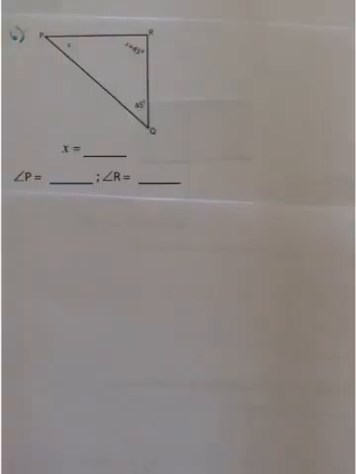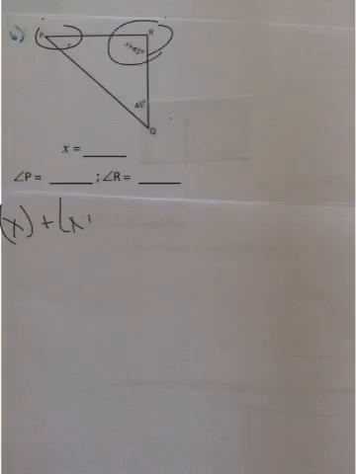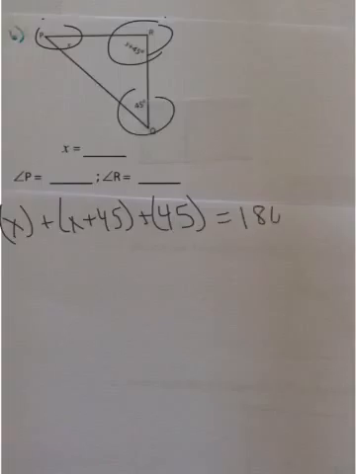Okay, so for the last example, go ahead, pause the video, try it on your own, come back and see what you get. So same thing, we have triangle PRQ. So the three of these should add up to 180. So angle P is x plus angle R is x plus 45 plus angle Q is 45, and the three of those together should add up to 180.